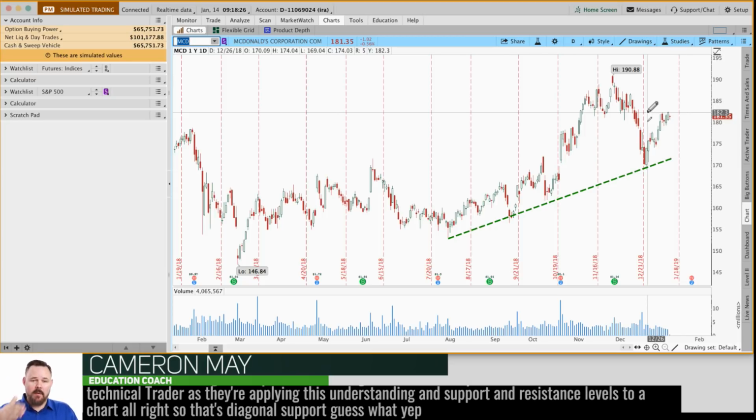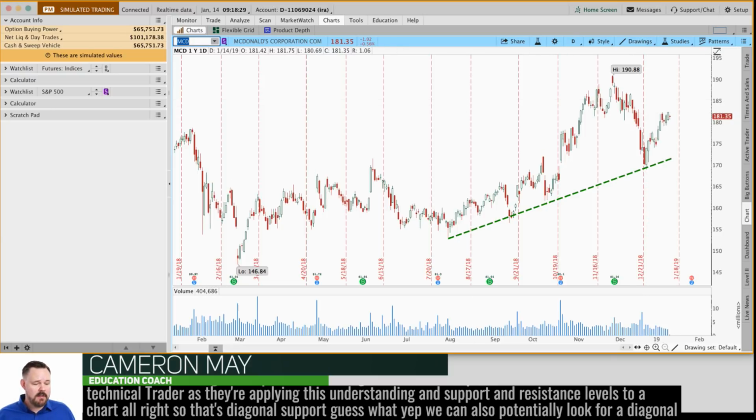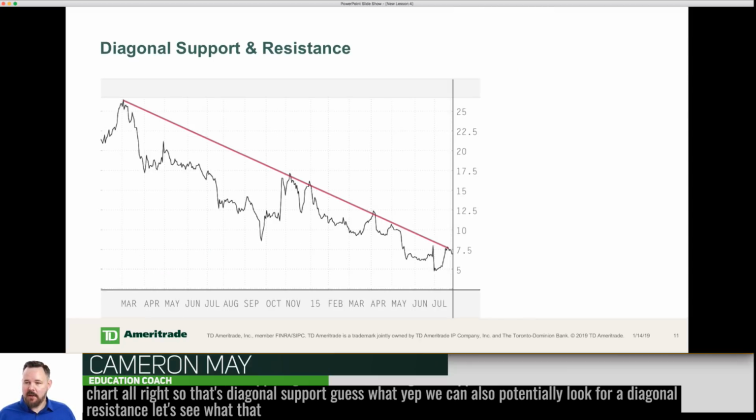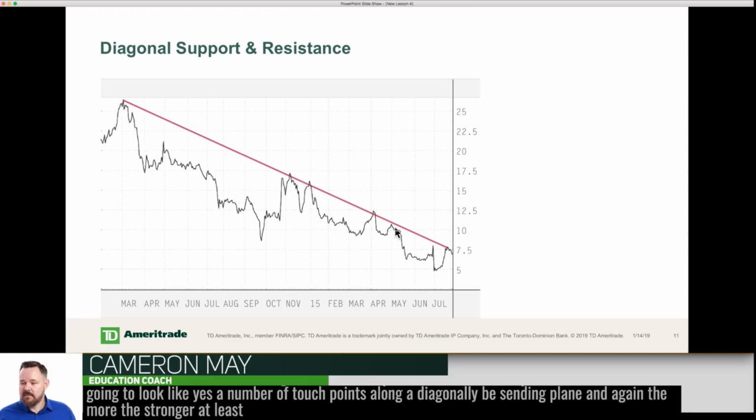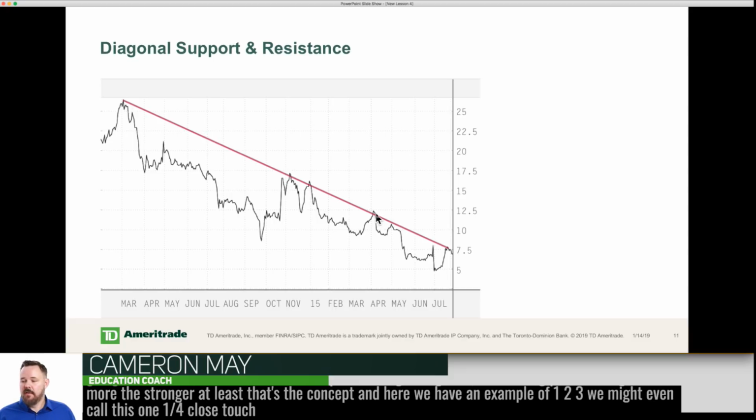Guess what? Yep, we can also potentially look for diagonal resistance. Let's see what that might look like. You probably already conceptualized what this was going to look like. Yes, a number of touch points along a diagonally descending plane, and again, the more, the stronger, right? At least that's the concept. And here we have an example with 1, 2, 3. We might even call this one a fourth close touch. 5, 6, 7, 8, and so on. So there's your theory. Let's go see it in practice.